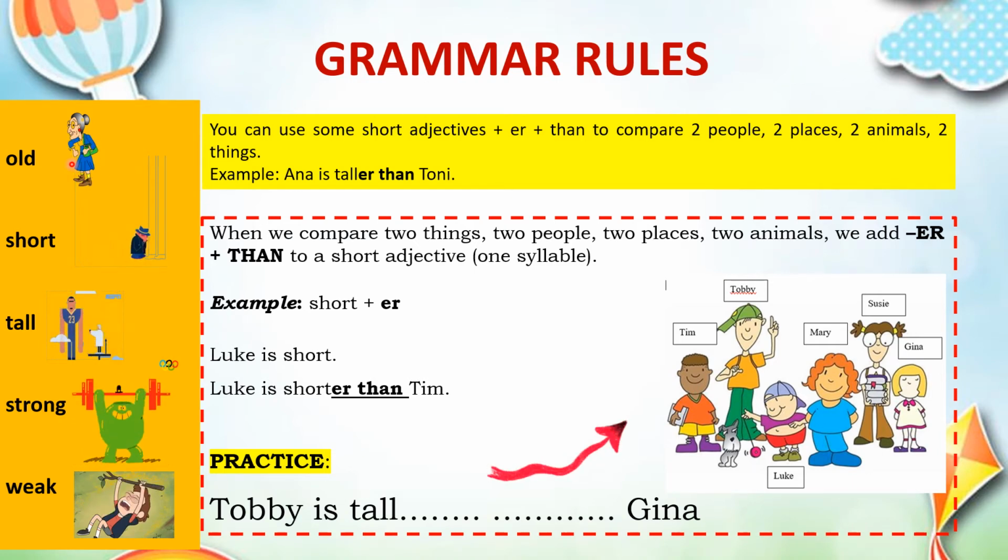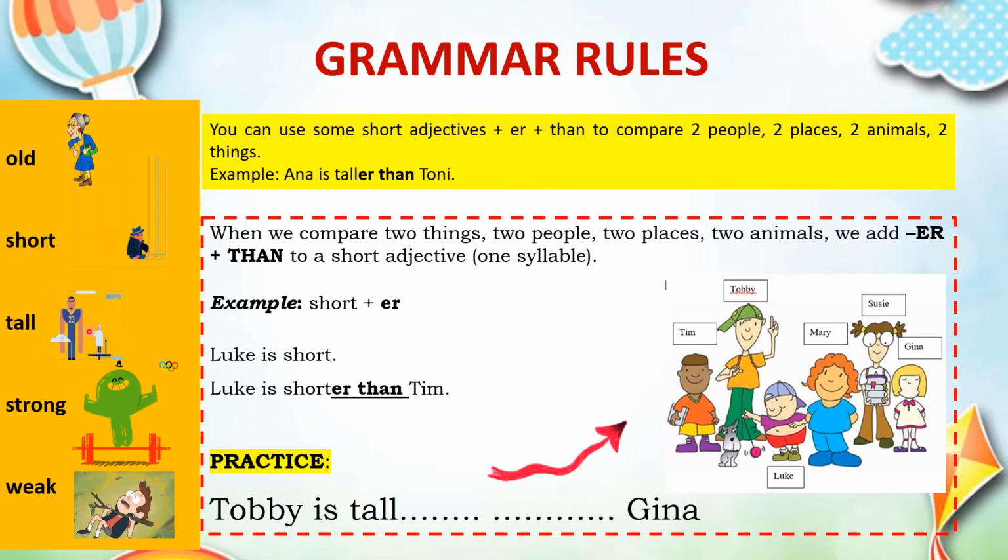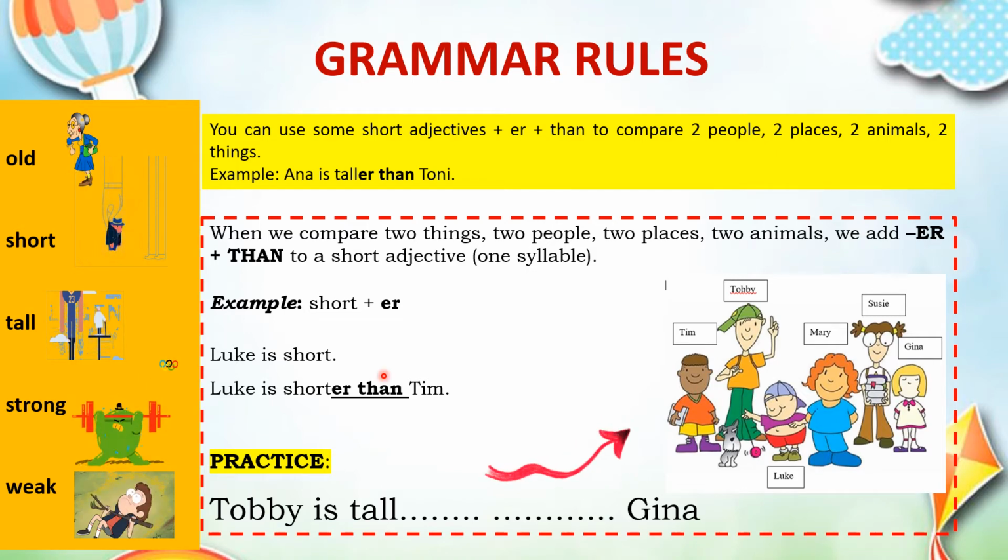When we have these kinds of adjectives, we are going to add er at the end of the word. Shorter, older, taller, stronger, weaker. And we are going to add the word than.